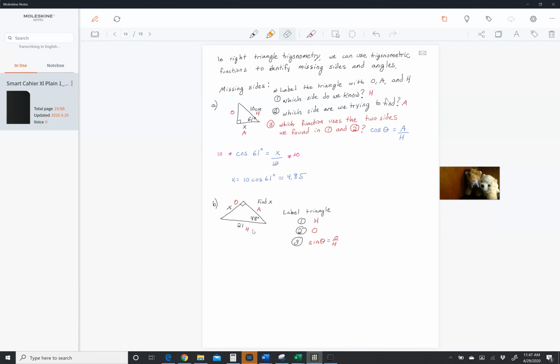Okay, so now it's a plug and chug. The sine of 48 degrees is equal to the opposite, which is unknown, over the hypotenuse, which is 21. How do we solve? We multiply both sides by 21. So X is equal to 21 times the sine of 48.